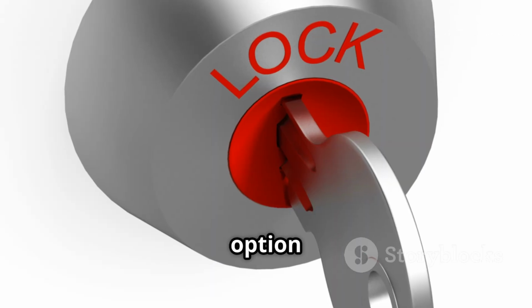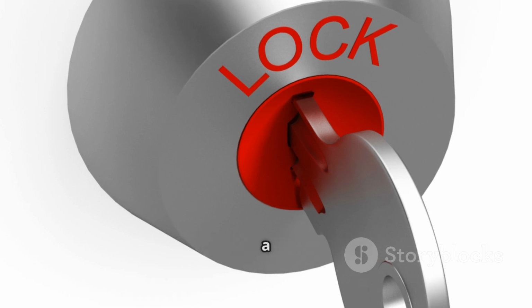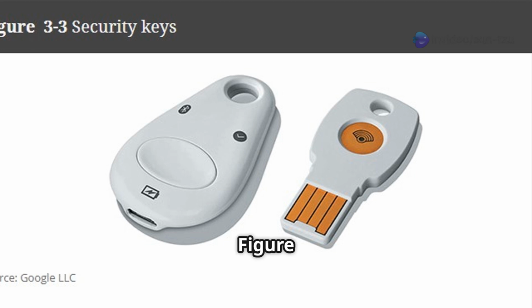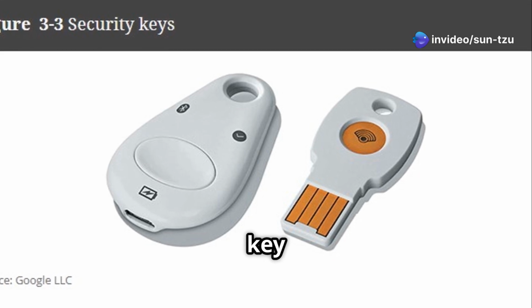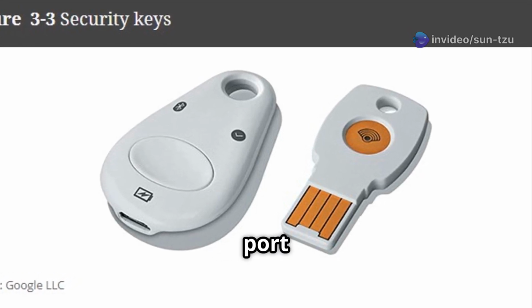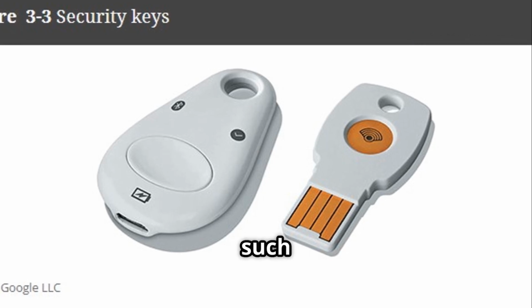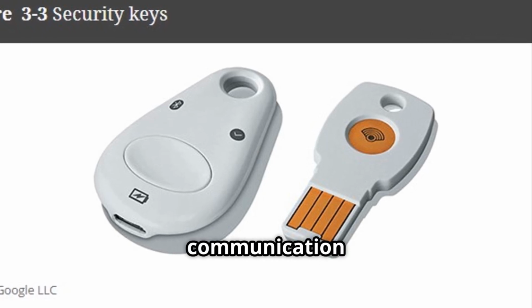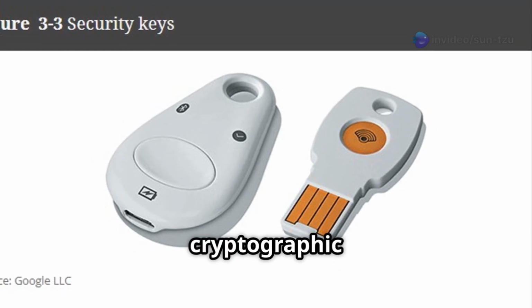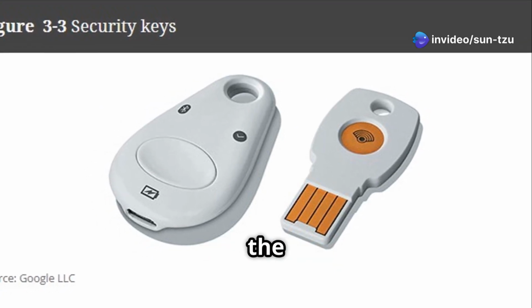A more secure option that is gaining acceptance is using a dedicated token key, known as a security key. As seen in Figure 3-3, a security key is a dongle that is inserted into the Universal Serial Bus (USB) port, or held near the device, such as a smartphone using near-field communication or NFC. The key contains all the necessary cryptographic information to authenticate the user.